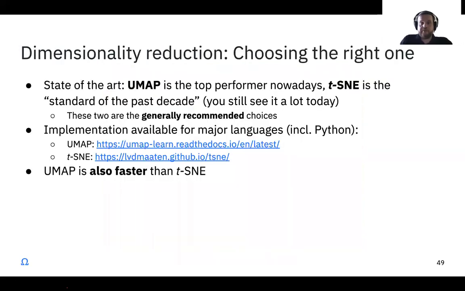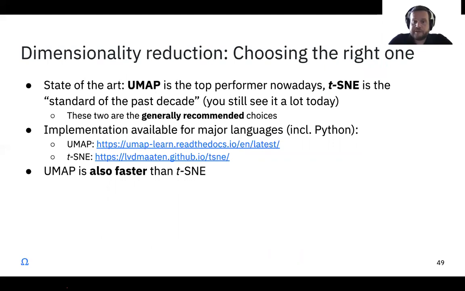So to choose the right one. Regarding the state of the art, UMAP is the top performer nowadays in many applications, and it's growing further each day. TSNE is the standard of the past decade, basically. So you still see it a lot today. I don't think that if you would write a paper and include TSNE as your dimensionality reduction method, it would be rejected. But UMAP is overtaking TSNE lately, and these two are the generally recommended choices. So if you need dimensionality reduction in your practical work or further career, you really cannot go wrong with UMAP and TSNE.